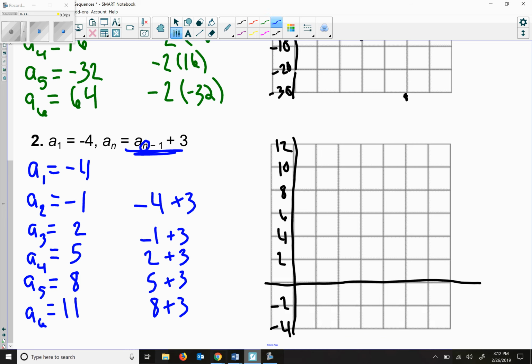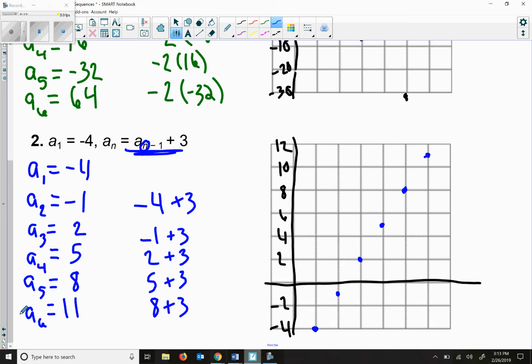All right, so let's graph these points really quick. So I'm at 1, -4. There's that first point. And then I'm at 2, -1, so about halfway here. 3, 2, 4, 5, 5, 8, and then 6 and 11. Okay, so we do have ourselves an arithmetic. Again, it's just a straight line.